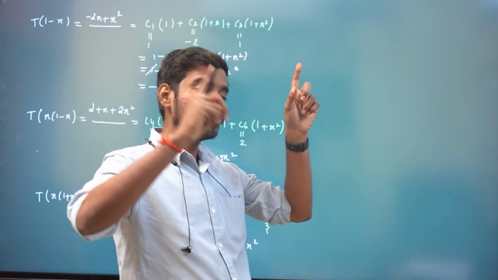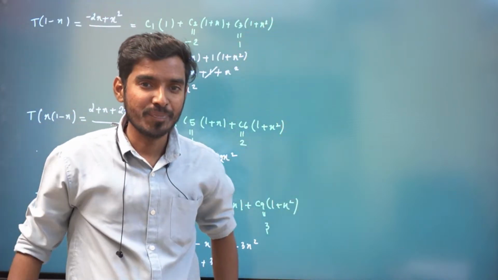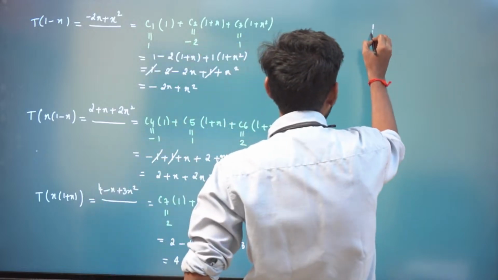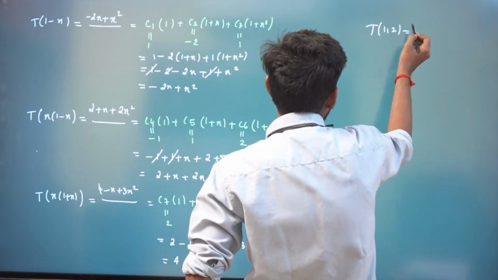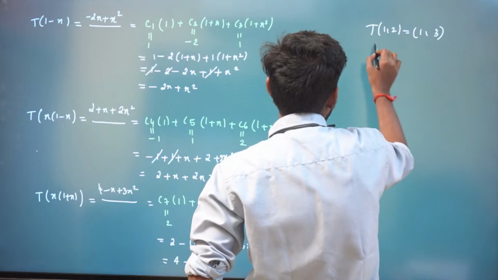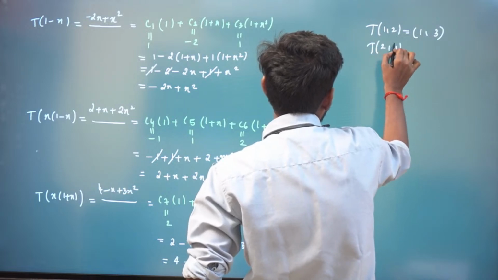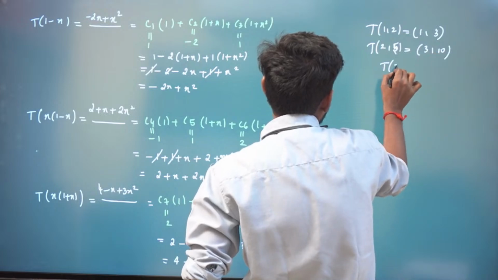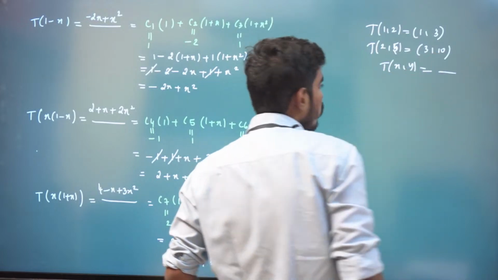This reduces to the one that you already know, right? If you know them, for example, there are some problems that we have solved, like T of (1, 2) is (1, 3), T of (2, 5) is (3, 10). We know how to find T of (x, y), right? How will you find it?